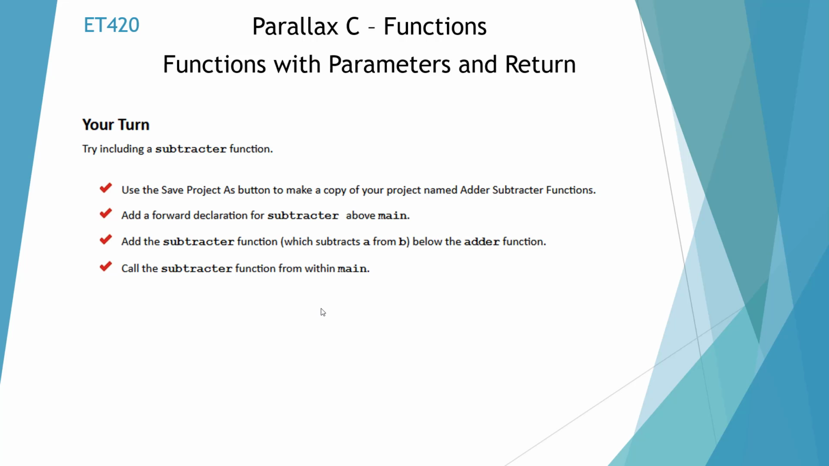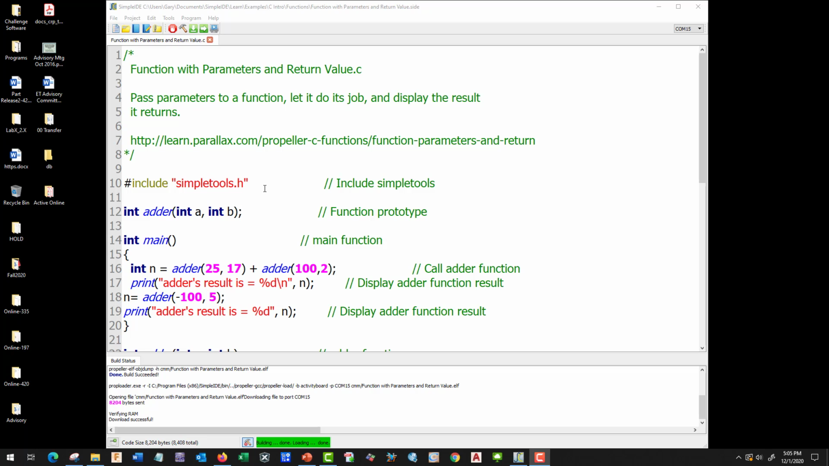So our assignment here is adding a subtractor function. First thing it wants us to do is save it as a different name. And we're going to add a declaration for a subtractor, and then we're going to put a function below it, and we're going to call it from our main. Pretty straightforward. Okay, we're back to our IDE.